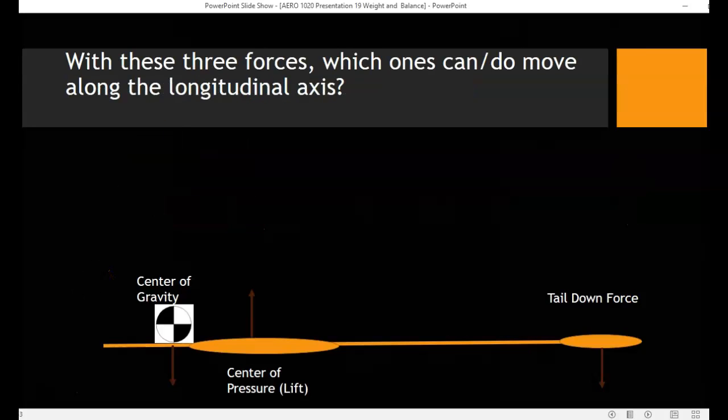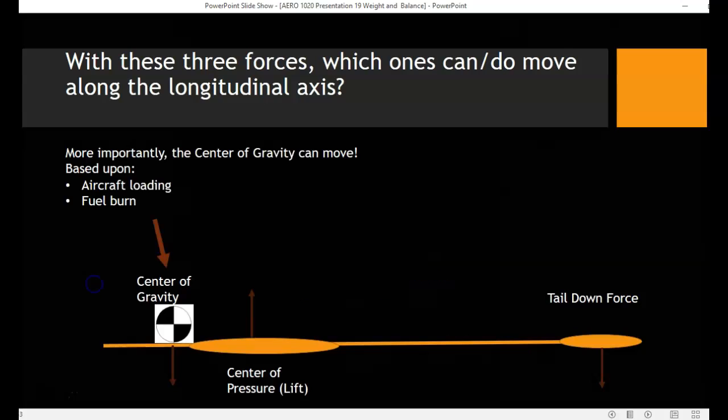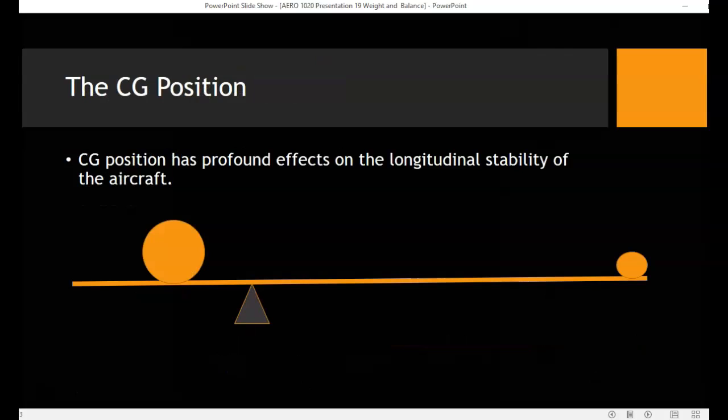So which of these forces can we move? The center of pressure, remember, moves forward and aft on an asymmetrical airfoil based on the angle of attack. So we can move the center of pressure. We can also move the center of gravity through different aircraft loading and also fuel burn. The position of the center of gravity, or the CG, has an incredible effect on the longitudinal stability of the aircraft. Remember, longitudinal stability is stability around the lateral axis, and that's pitch stability.